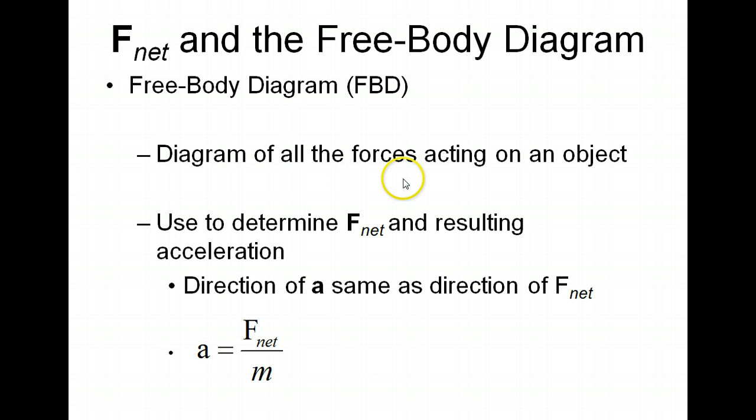Since we need to know all the forces acting on the object, an important part of our solution will be the free body diagram. A free body diagram is a diagram of all the forces acting on the object. We're going to use this free body diagram to determine the net force, and Newton's second law then to determine the acceleration. Of course, the direction of the acceleration will be in the direction of the net force. We're also going to use this to figure out the magnitude of the acceleration, which will be equal to the magnitude of the net force divided by the mass of the object.